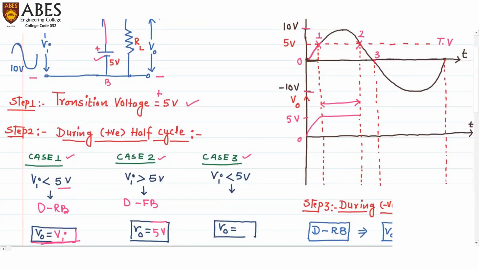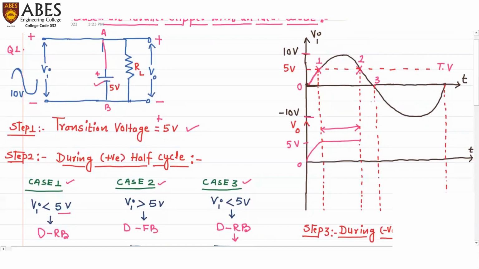Now let's take case number 3. Case number 3 and case number 1 are similar. Vi is less than 5 volts. So here also the diode will be reverse biased, and when the diode is reverse biased, it will behave like an open circuit. In this case, V naught will be equal to Vi, similar to case number 1. So in case number 3 also, whatever the input is during case number 3, the same we will get at the output. So let's see how the input is during case number 3.